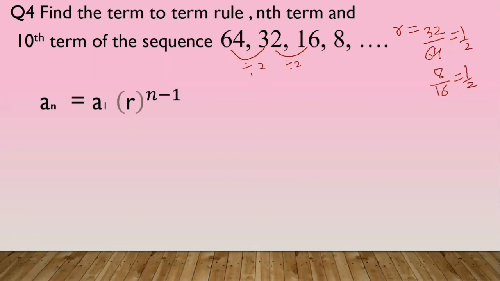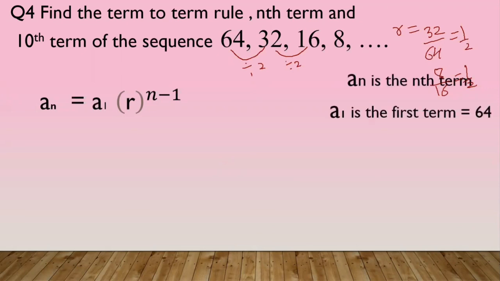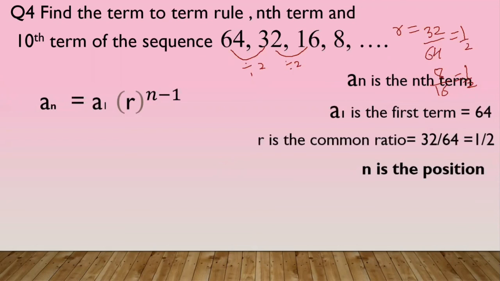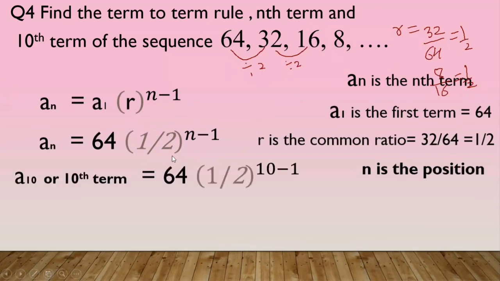Let's substitute the values here. The value of a1, the first term, is 64. An is the nth term. R, the common ratio, is 1 by 2, and n is the position. Substituting, we get the nth term as 64 in bracket 1 by 2 raised to n minus 1. This is your nth term. To find the 10th term, in place of n, we put the value 10. So a10 is equal to 64 into half raised to 10 minus 1.